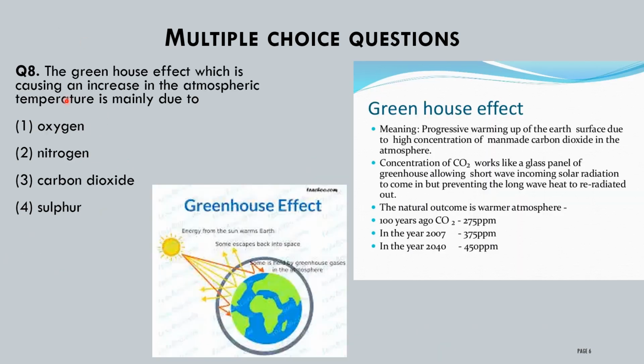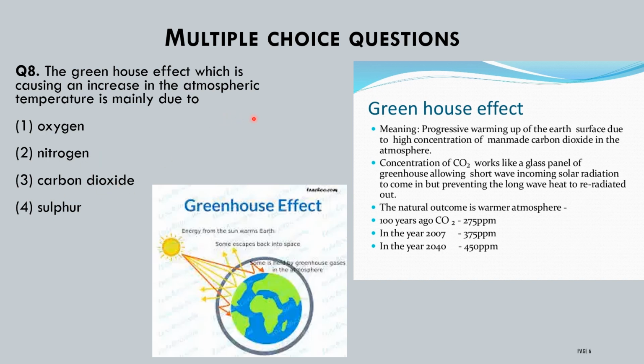Let us discuss the next question. The greenhouse effect, which is causing an increase in the atmospheric temperature, is mainly due to which gas? They are asking. Option 1, oxygen; option 2, nitrogen; option 3, carbon dioxide; option 4, sulfur.